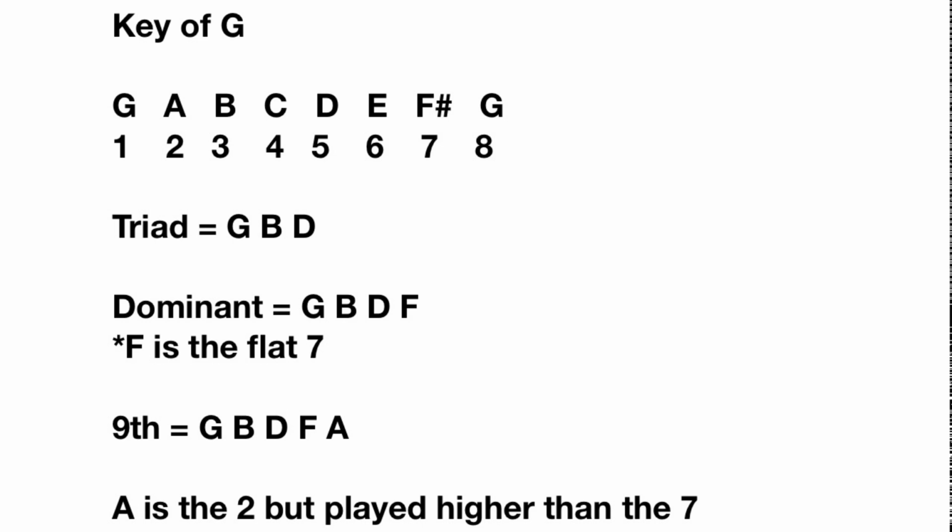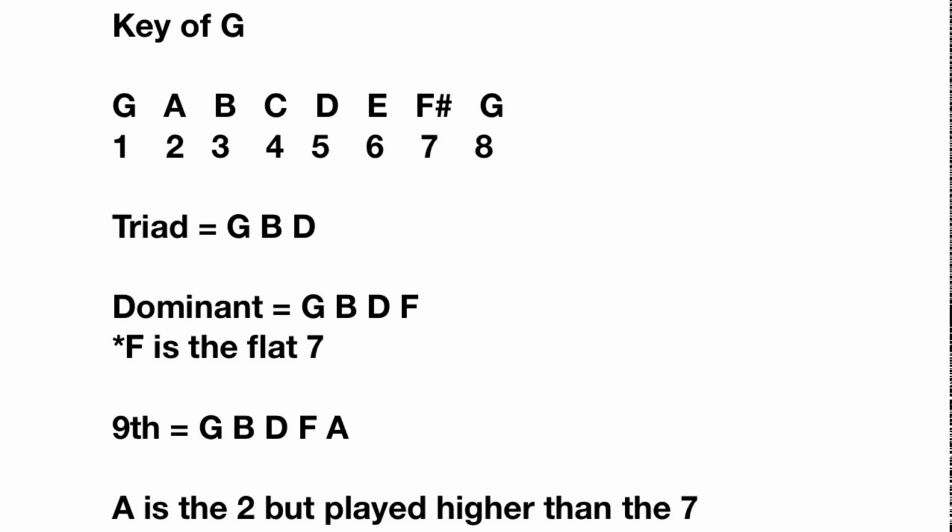with the G triad, G, B, D, right? That's your G major chord. Then we move to the dominant chord, which was the flat 7. So you have G, B, D, F. F is the flat 7. Again, use your key signature up at the top there.